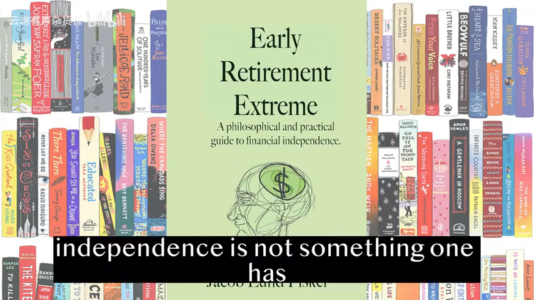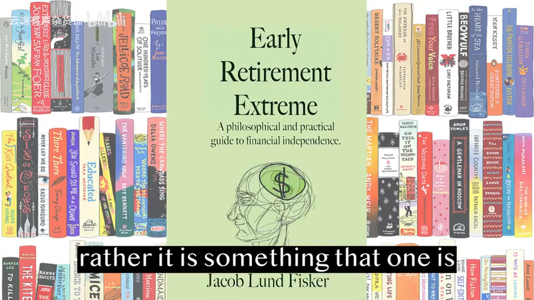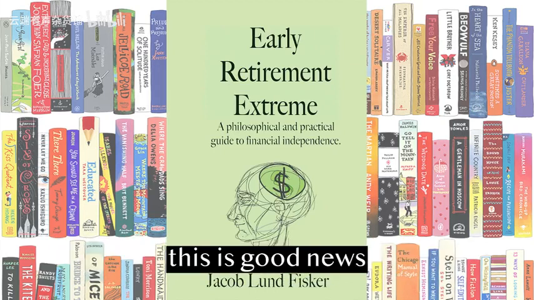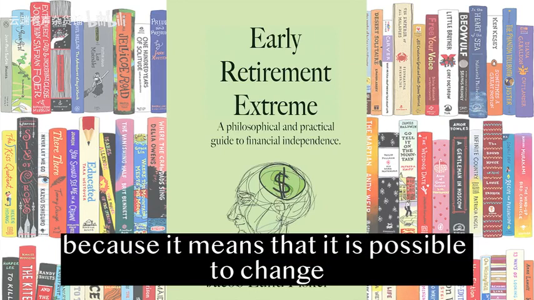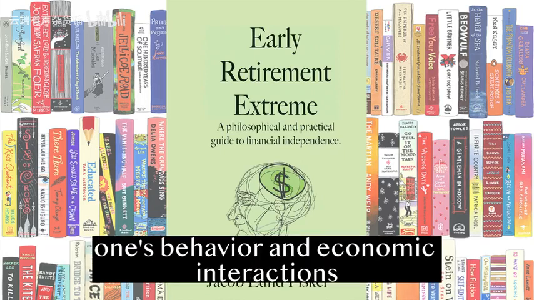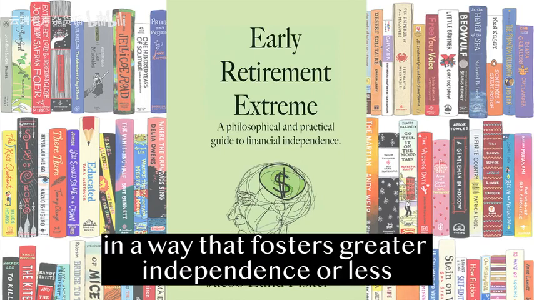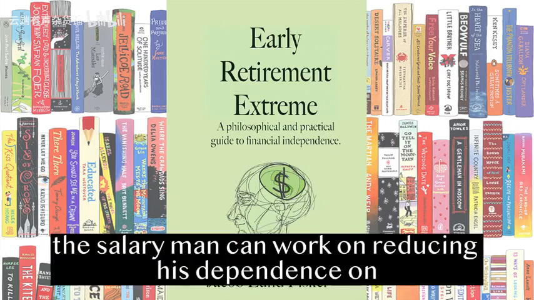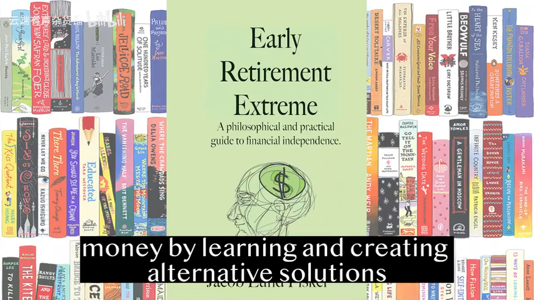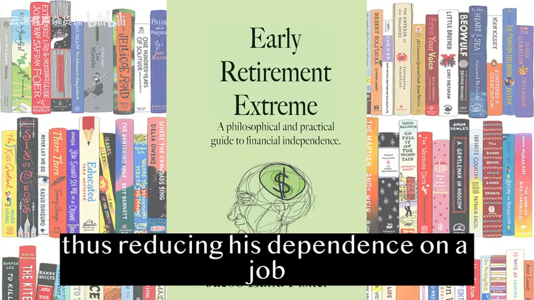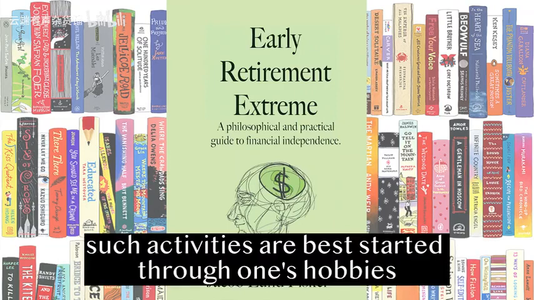Independence is not something one has, rather it is something that one is. This is good news because it means that it is possible to change one's behavior and economic interactions in a way that fosters greater independence or less if so desired. The salaryman can work on reducing his dependence on money by learning and creating alternative solutions, thus reducing his dependence on a job. Such activities are best started through one's hobbies.